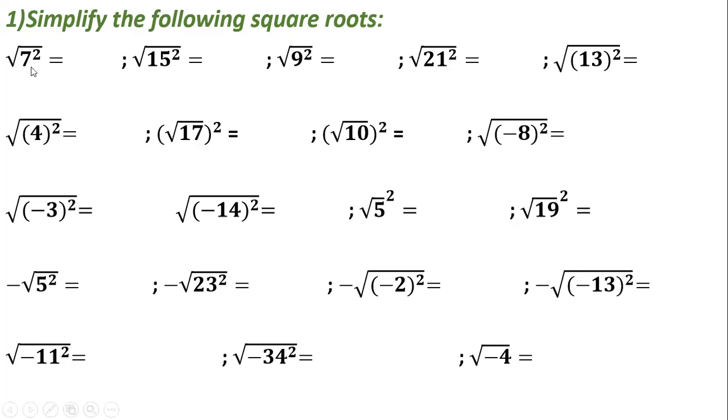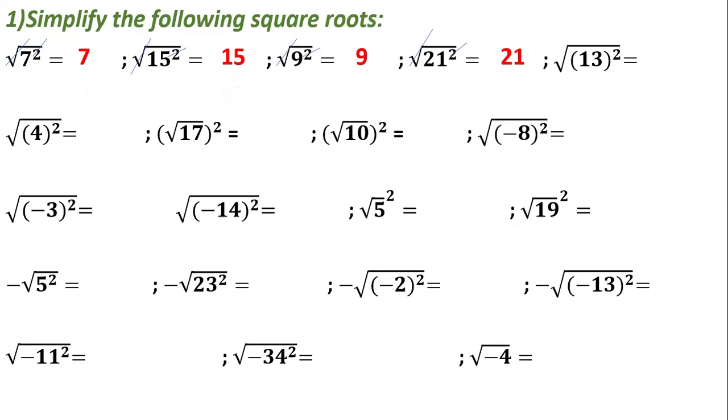Let me start. I have radical 7 squared. Inside the radical, I have a number squared, so I have an exponent 2. The square always cancels the radical, and my root will be 7. Radical 15 squared, also since it is a number squared, the rule says the square cancels the radical. We cancel them in this way, and it comes out as 15. Radical 9 squared, on the same rule, the square cancels the radical and the root is 9. Radical 21 squared, the squared cancels the radical and the root is 21.